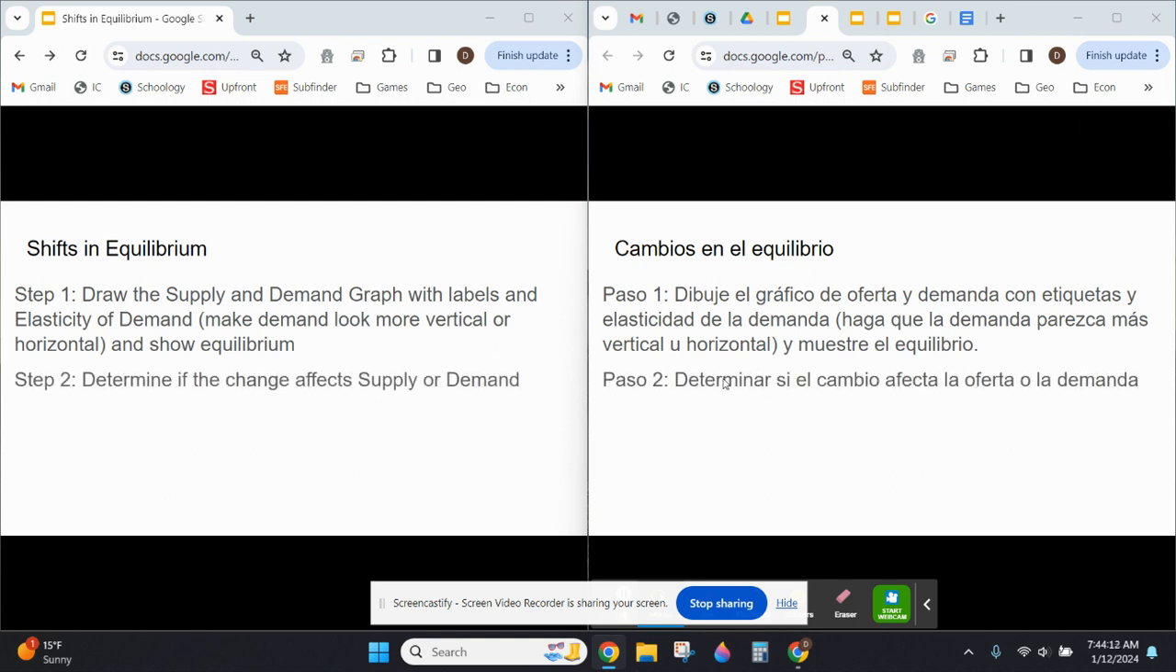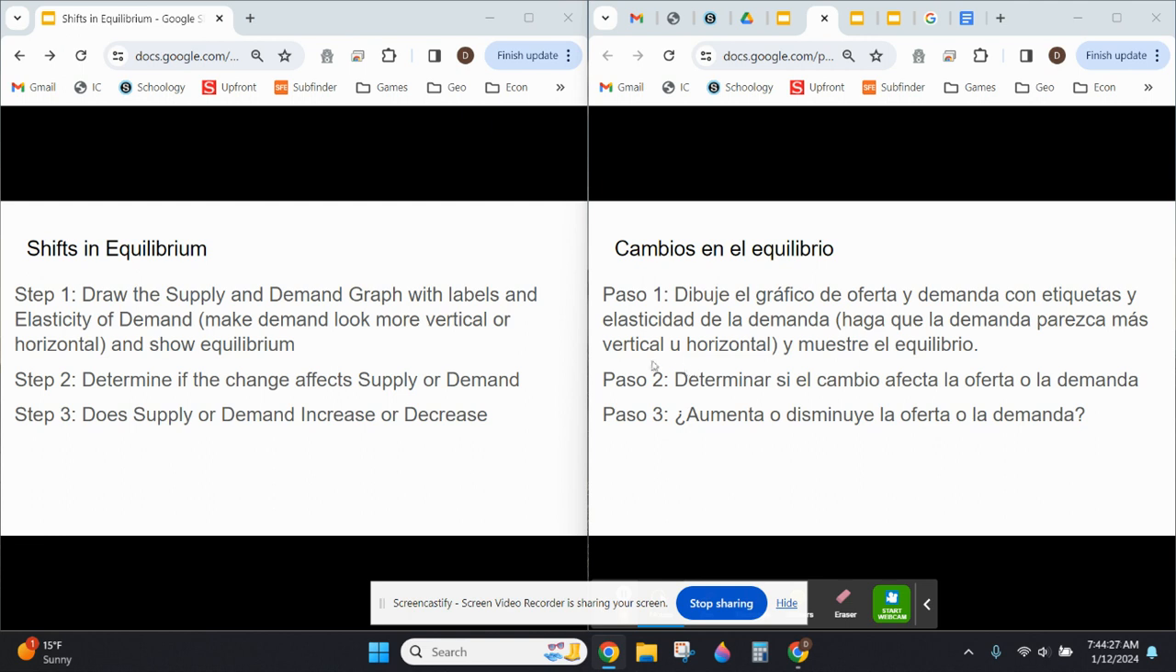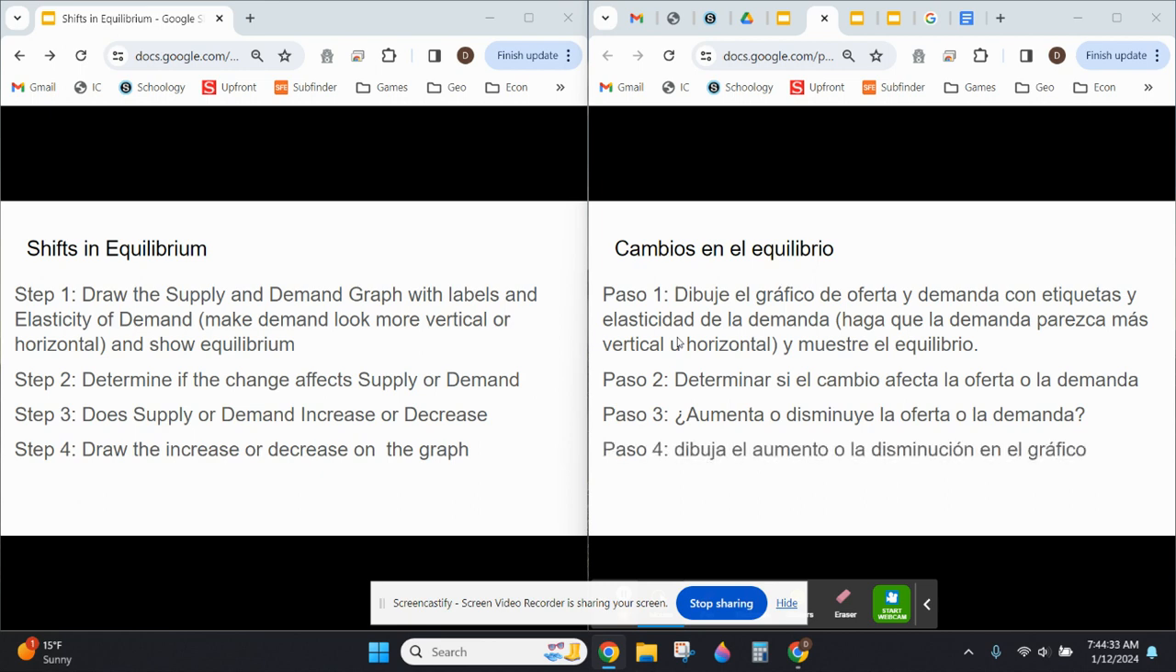Next, we need to determine if the changes we're seeing are because of supply or because of demand. Is this going to affect the company and the producers, or is it going to affect the customers, the buyers? Next, we have to decide, is that going to be an increase or decrease in our supply or demand? Then we need to draw this on the graph. Remember, moving to the right is an increase, moving to the left is a decrease. And then we need to find our new equilibrium and find out how prices and quantity have changed.